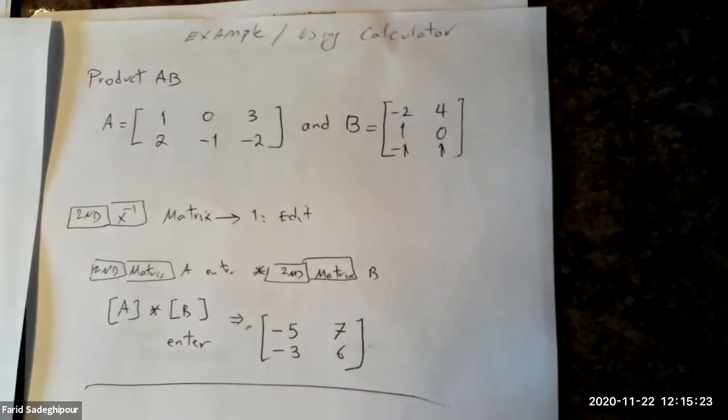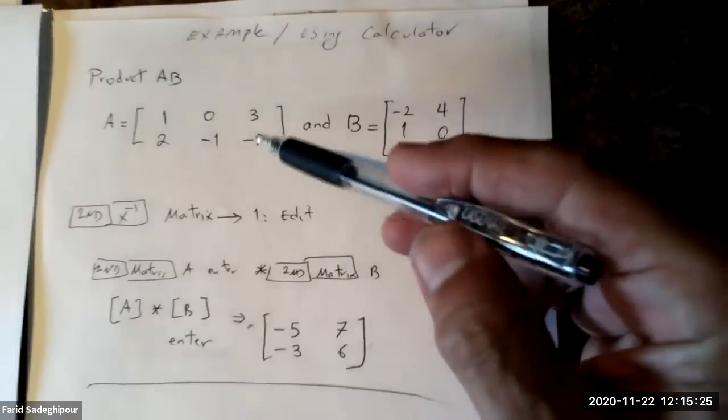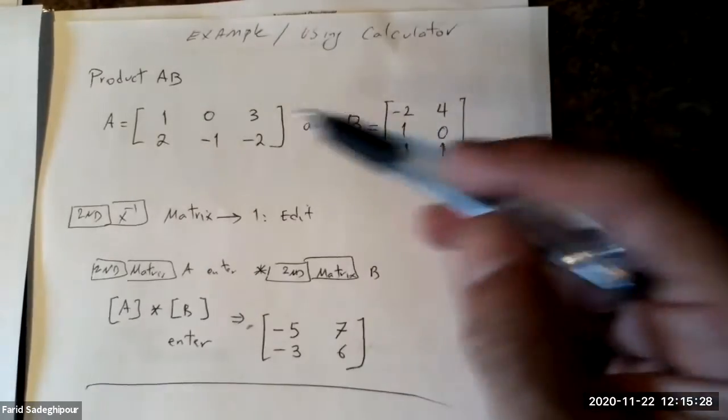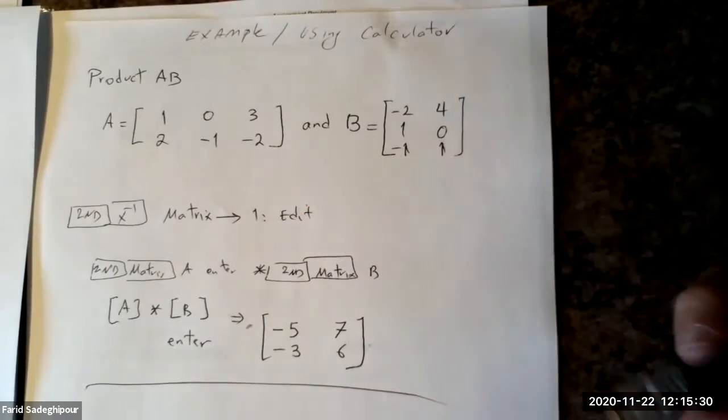And on the homework, here is an example. I show you how to use the calculator if you want to. Let's say you have these two matrices and you want to multiply. This is how to use the calculator.